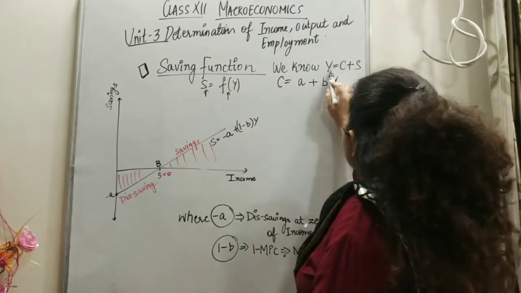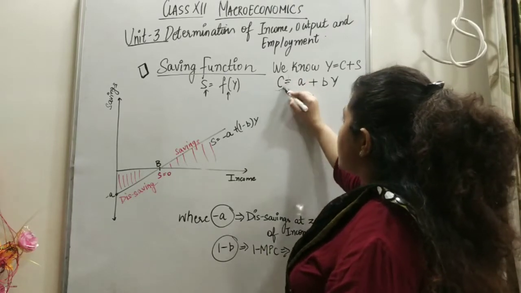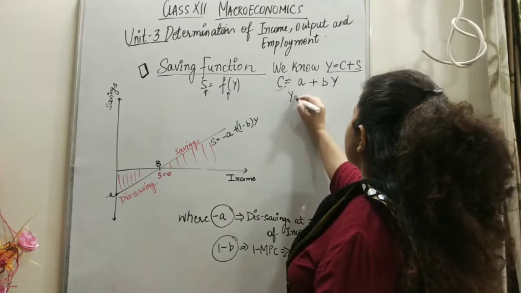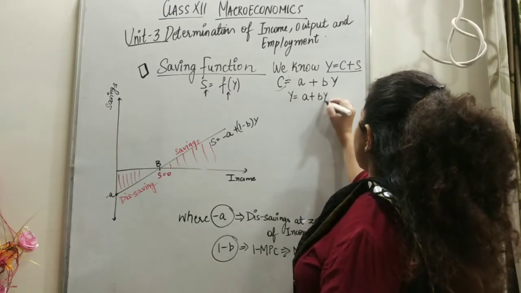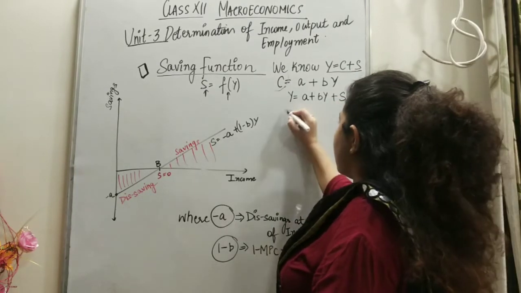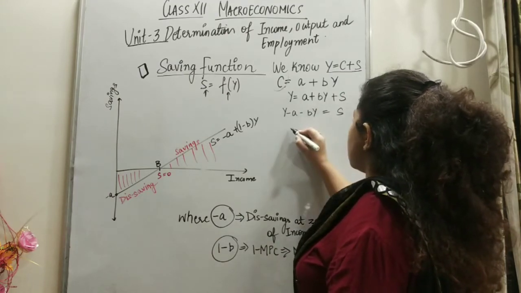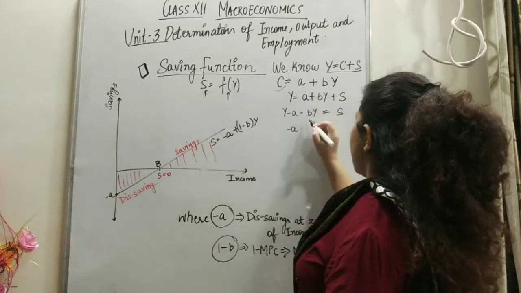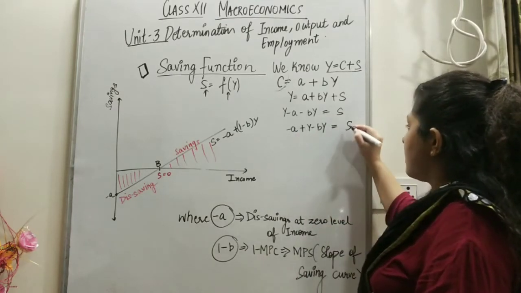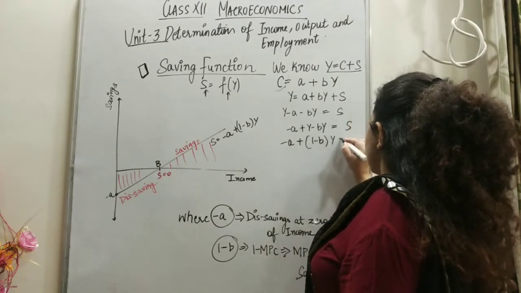We know that Y is equal to C plus S, and we know that C is A plus BY. So just substitute this consumption function in this equation. Y is equal to A plus BY plus S. Take all the other values except S on the left hand side: Y minus A minus BY is equal to S. Take minus A as a constant, and plus Y minus BY, the Y coefficients on one side, so take Y common. You'll get 1 minus B, Y is equal to S.